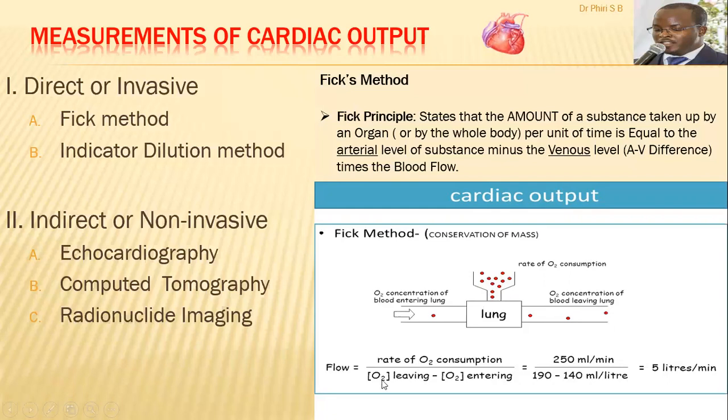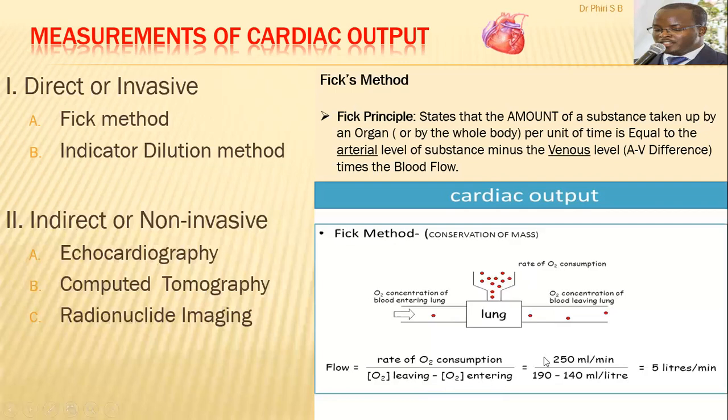So the blood flow here, or the cardiac output, will be equal to the rate of oxygen consumption divided by the oxygen content leaving the lungs, so you're talking of the venous level of oxygen, minus the oxygen concentration entering the lungs. So the concentration of oxygen in the pulmonary arteries as they are entering the lungs. The difference is what has been used by the body.